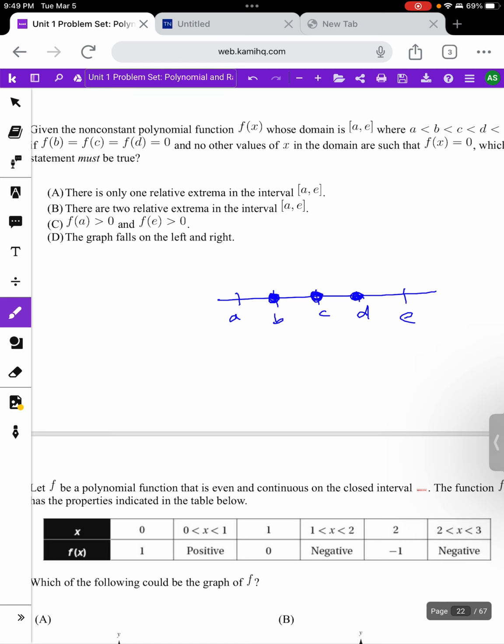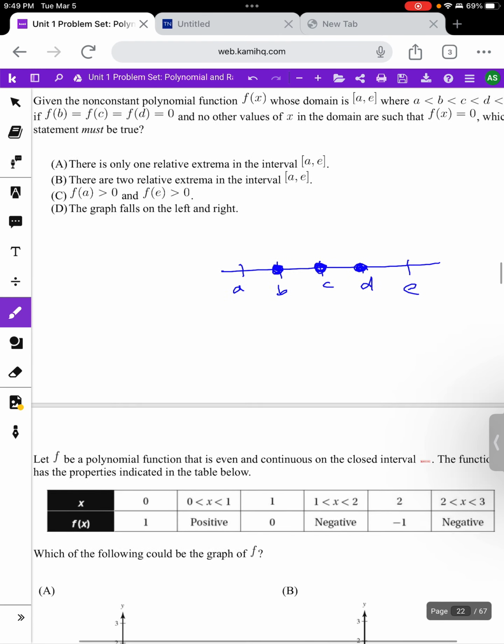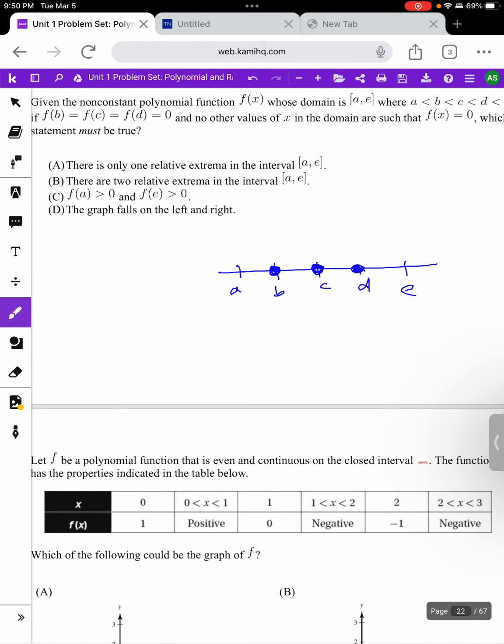Okay. Which of the following must be true? There is only one relative extrema. Nope, because it's going to go crazy town here. Theoretically, it could go up like this and then turn around, and then we know it's going to have to cross again, right? It could go like that. Or it could go the other way, like this. So there's a couple options here, but only one extreme is not possible. It's going to have at least two.